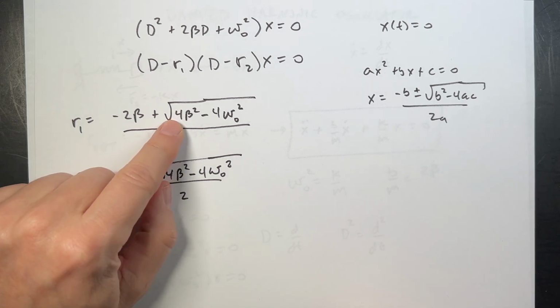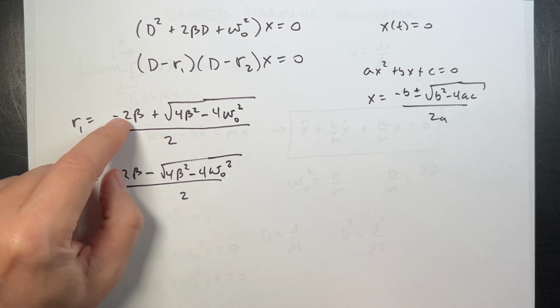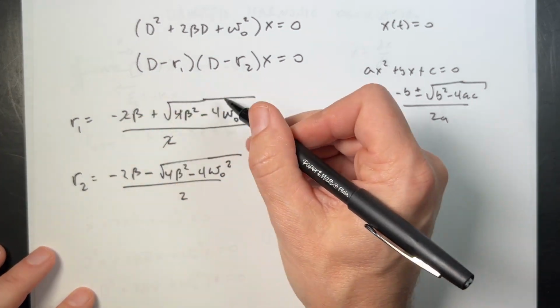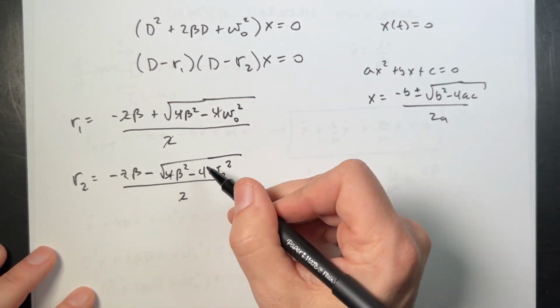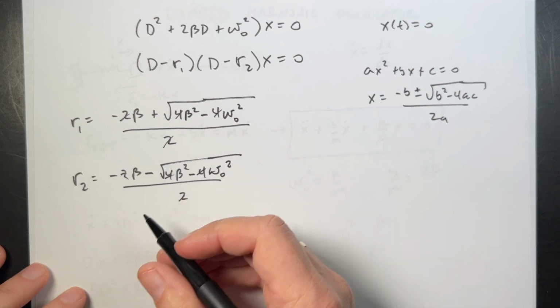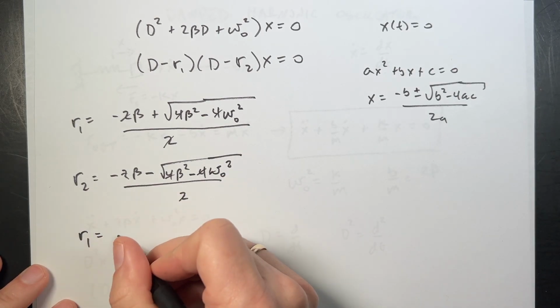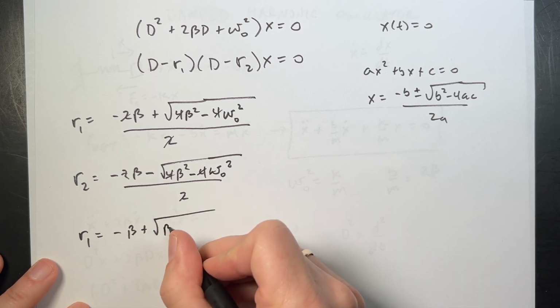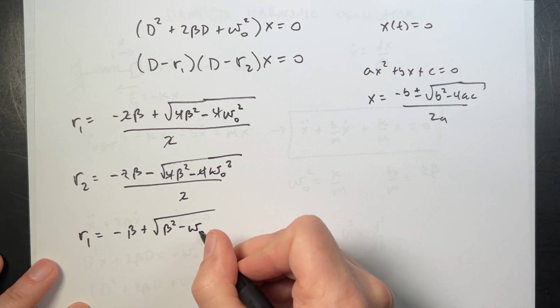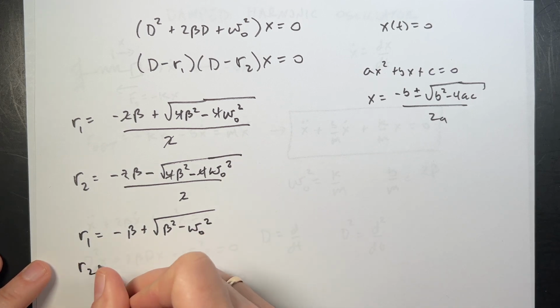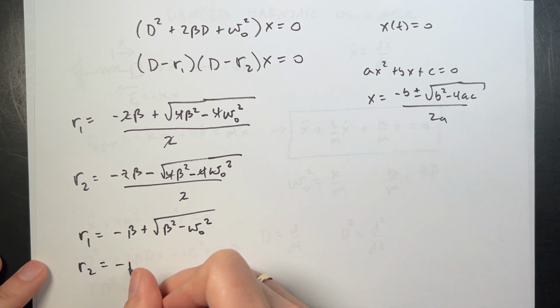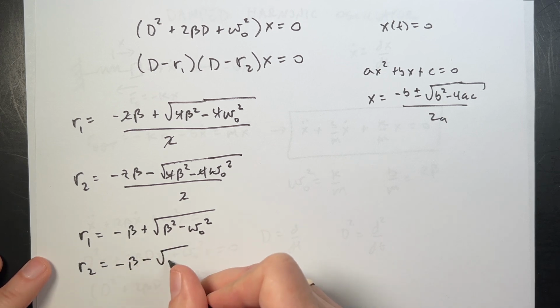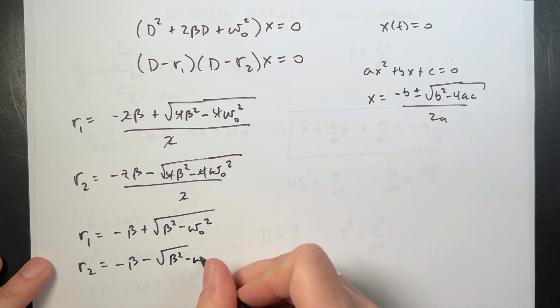Now right up here, I can factor out a 4, and the square root of 4 is 2. And then I have a 2 and a 2, so all of these cancel. Isn't that nice? So I get R1 is negative beta plus the square root of beta squared minus omega naught squared. R2 is negative beta minus the square root of beta squared minus omega naught squared.